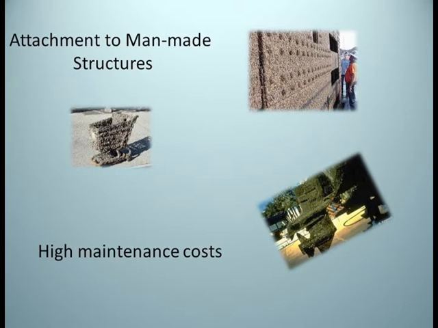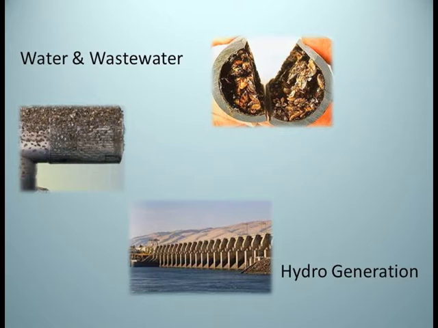Attachment of zebra mussels to man-made structure poses financial and safety concerns to people. They are opportunists and will attach to most hard surface materials. Water and wastewater facilities are susceptible to the zebra mussel invasion, as most materials are composed of metals and concrete, which are good attachment surfaces for the organism. They plug intake and outflow pipes, restrict flow-through screens, and damage expensive power-generating turbines.